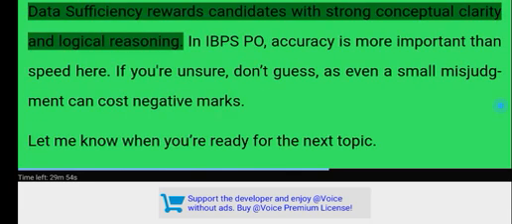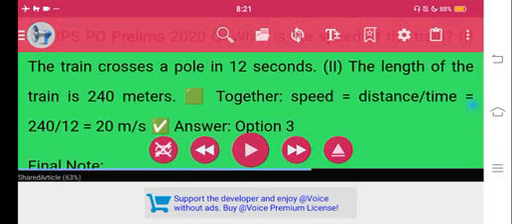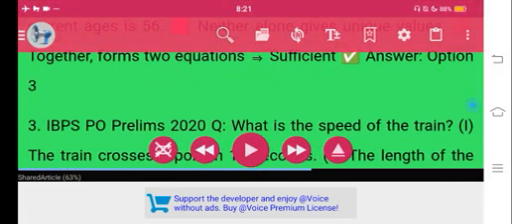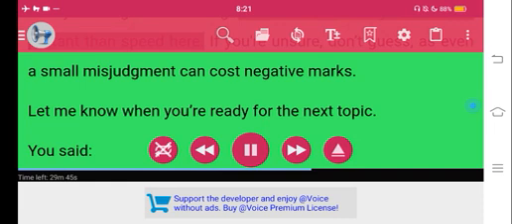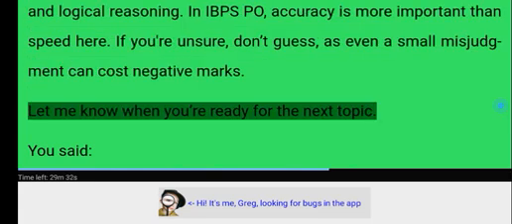Final note: data sufficiency rewards candidates with strong conceptual clarity and logical reasoning. In IBPS PO, accuracy is more important than speed here. If you're unsure, don't guess, as even a small misjudgment can cost negative marks. Let me know when you're ready for the next topic.